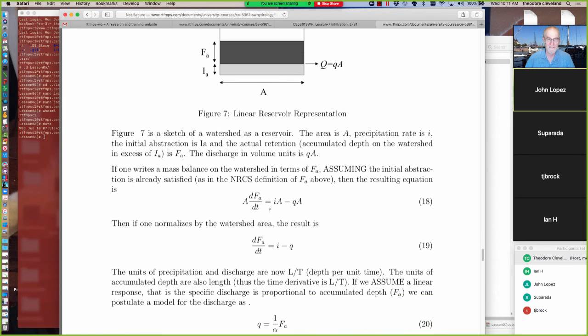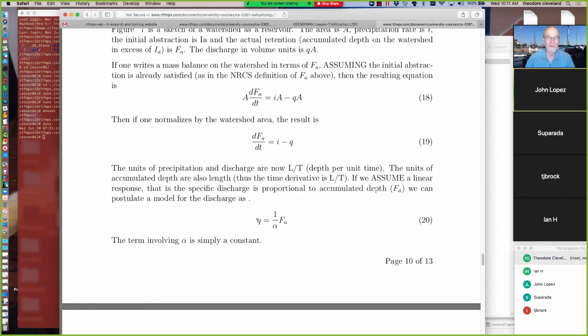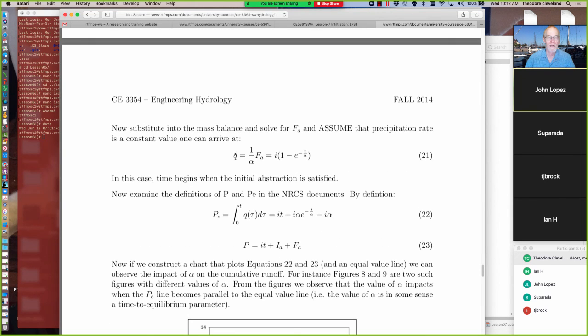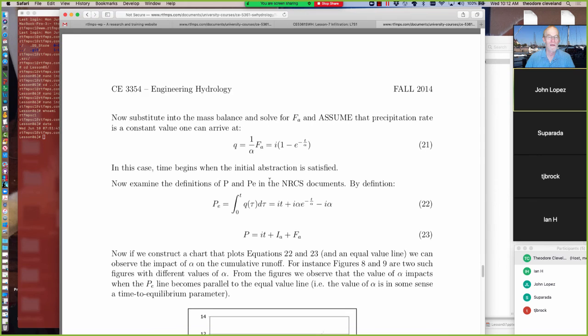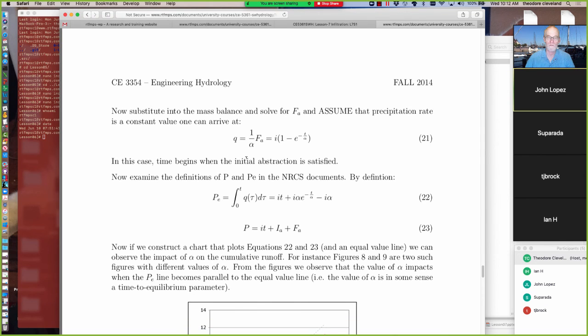We do a little calculus, and the change in storage is inflow minus outflow, if we divide out by the area. And if we assume a linear response, we can state that the outflow rate is a constant times the accumulated storage. And from that, we can further stipulate that the outflow rate related to inflow rainfall is shown here, where it's 1 minus e to the minus t over alpha. And in this case, time begins once the initial abstraction is satisfied.